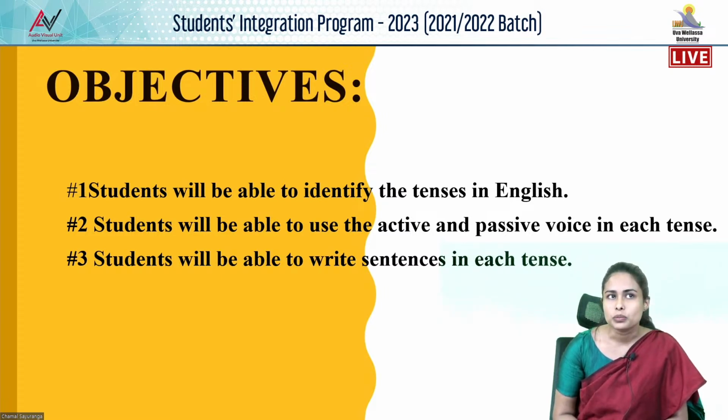And the third objective that I am focusing here is, overall, you should be able to write sentences or else speak sentences in each tense. That means you should be able to speak or write sentences in all the tenses in English language. So these are the 3 key objectives that we are focusing here today.